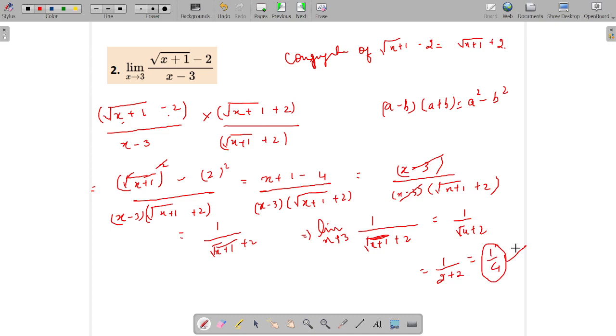But if I would not have used the conjugate method here, I would be stuck on the indeterminate form only, which would be wrong. So that's how, my students, we use different limit strategies to find the limit of the questions. In some questions we can find the limit by using the limit directly. Okay, I hope this was understood.